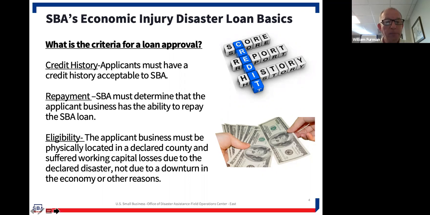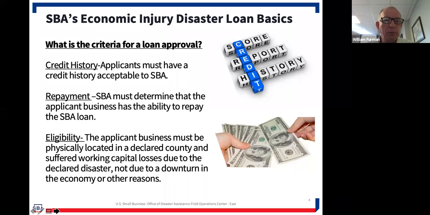Now, eligibility, the entire state of South Carolina has been declared a disaster, and so that one is easily met. It doesn't matter where you live in South Carolina, you are considered eligible for the location of the disaster.